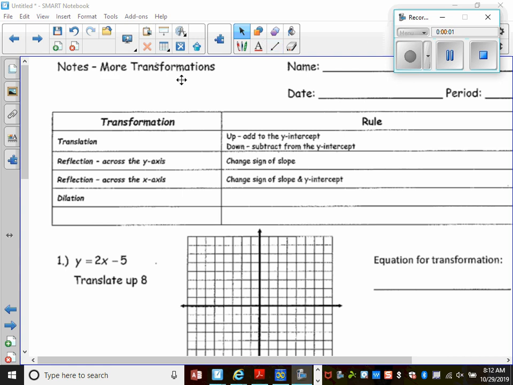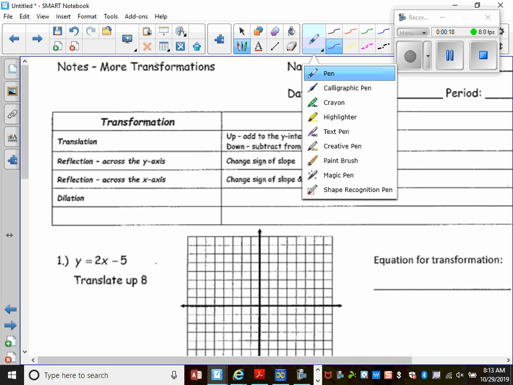Title that says More Transformations. And then at the top, there's a little chart. You will need to memorize this chart. So you might want to put a star by it or say study. So you'll know on a test, you will not be given the chart.